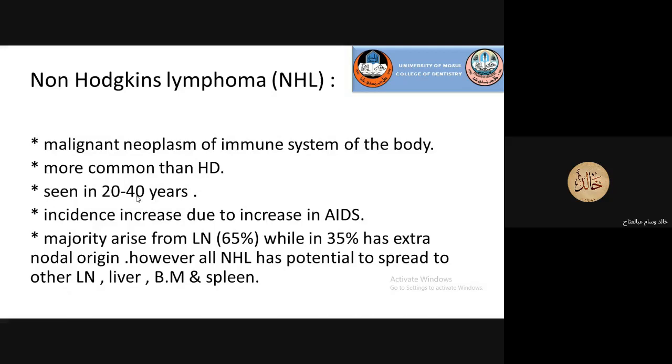If you remember, when we took HIV or AIDS, some of the manifestations and features of AIDS are tumors, and the most important of these tumors are the lymphomas. So non-Hodgkin lymphoma may rise because of the increased incidence of AIDS. The majority arise in the lymph node, and others could be of extranodal origin. So the origin of these non-Hodgkin lymphomas could be from the lymph node, or sometimes it could arise from tissues other than the lymph node. However, all non-Hodgkin lymphomas could spread to other lymph nodes, liver, bone marrow, and spleen.